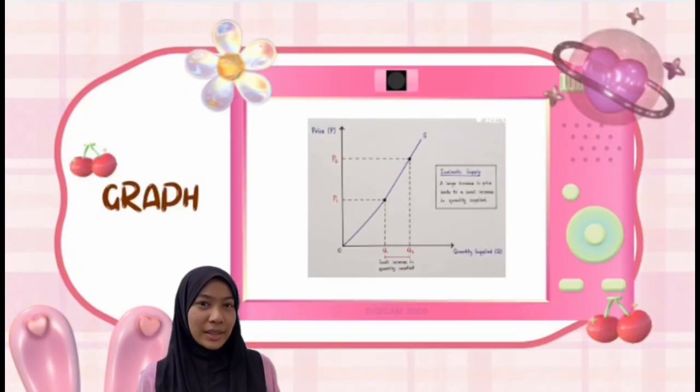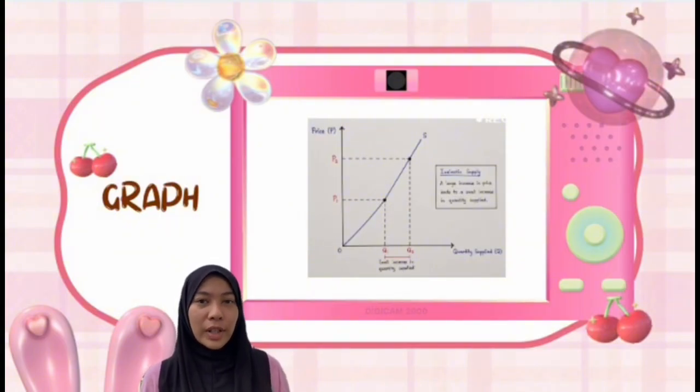This graph shows a relatively inelastic supply curve. The vertical axis represents price, while the horizontal axis represents quantity supplied. As the price increases from P1 to P2, the quantity supplied only increases slightly from Q1 to Q2. This is shown by the steep supply curve.